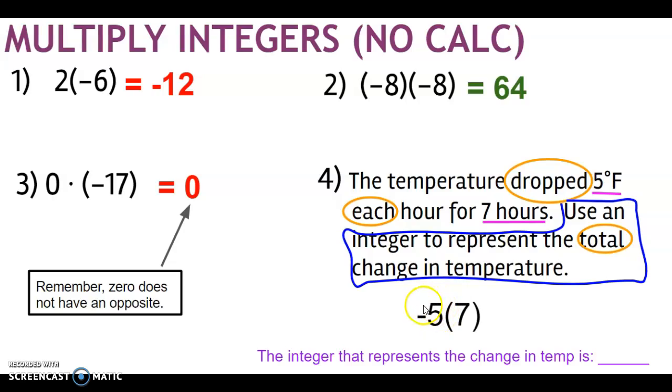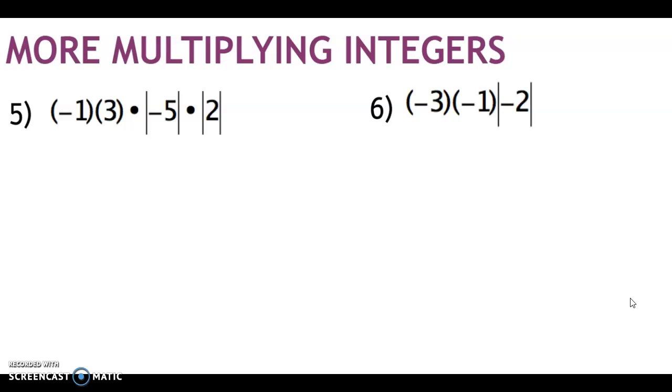Well, we could take the -5 drop in temperature and multiply it by 7 because it drops 7 times. How much total temperature change are we going to see? Yep, -35 degrees, absolutely. So the integer that represents the change in temp is -35. We see a drop of 35 degrees over those 7 hours. All right, number 5.